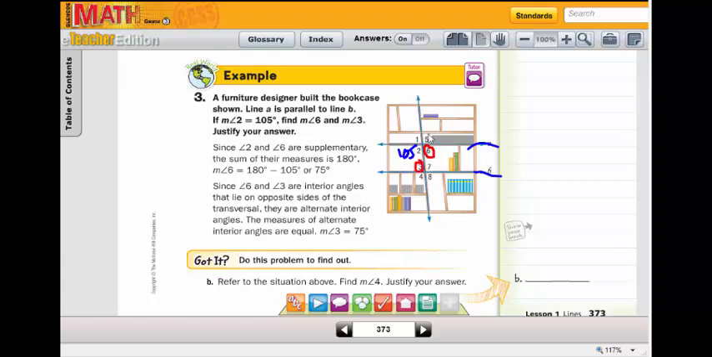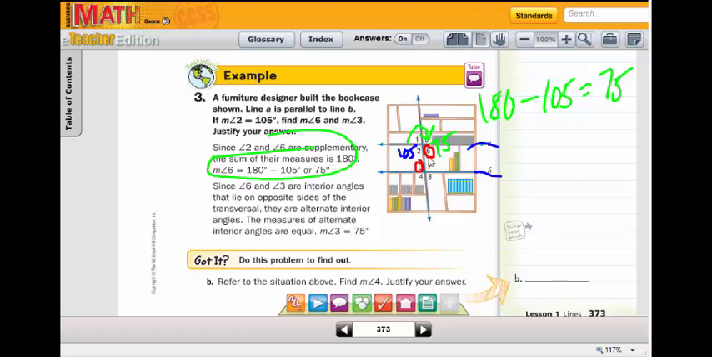So the first thing you can do is recognize that the 105 and 6 have to add up to 180, so we could go 180 minus 105, and we get angle 6, which is going to be 75 degrees. That math is here as well. So now we can mark that here. This is 75 degrees for angle 6.